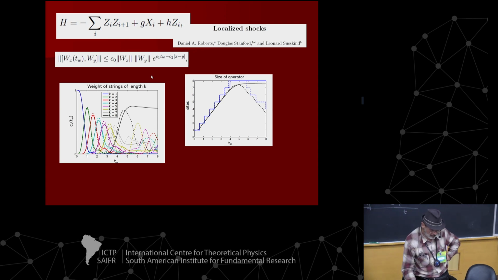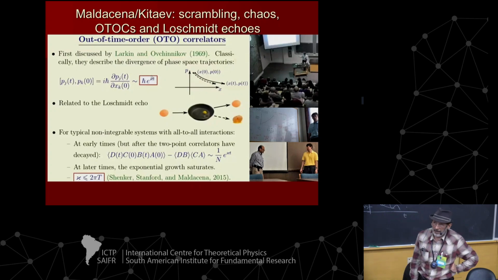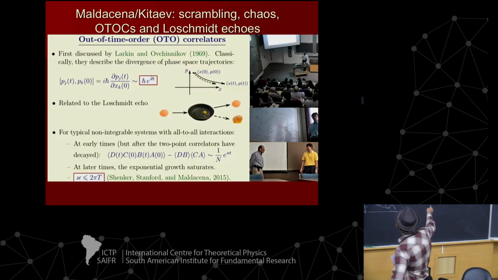And they did that with out-of-time order correlations, which was quite unclear at the beginning until Kitaev was able to clarify these things. So here Kitaev invited me to Caltech, and we had the fortune to discuss for quite a few days. The point that Kitaev realized is that these out-of-time order correlators are related to something that was discussed before by Larkin-Ovchinnikov, that I mentioned before.